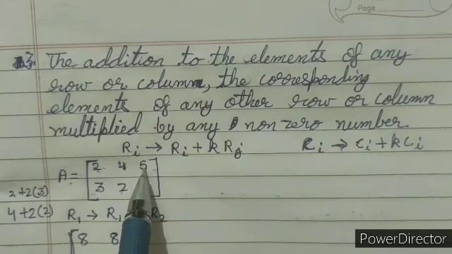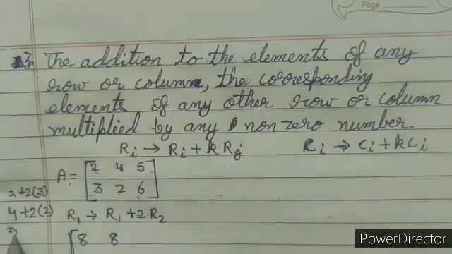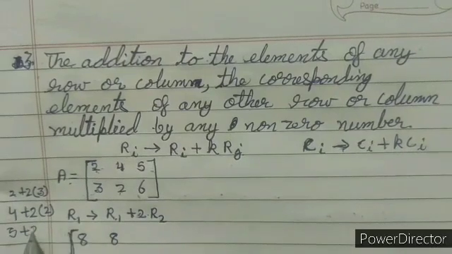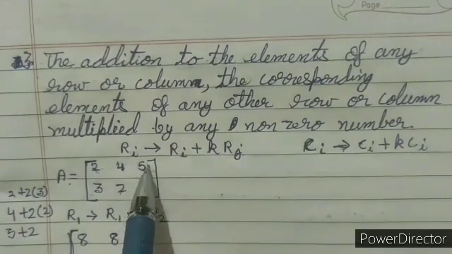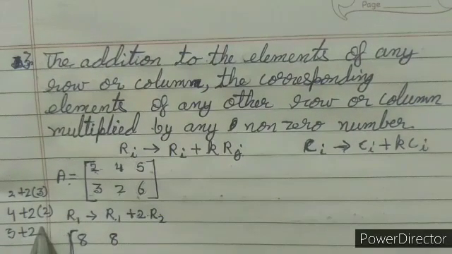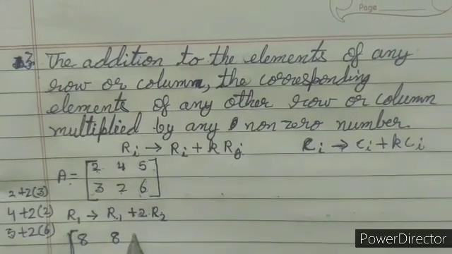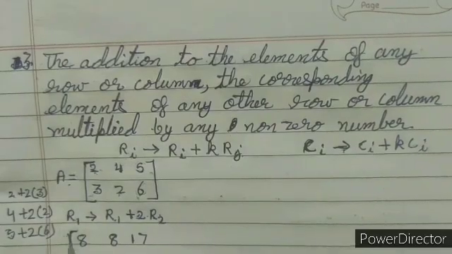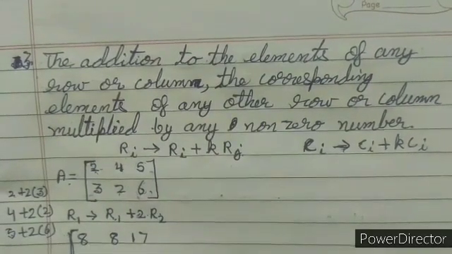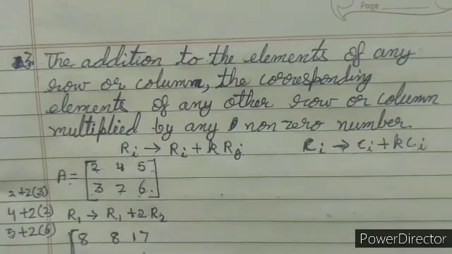Now the third element of row 1 is 5, plus 2 into row 2, and its corresponding element in row 2 is 6. So that will be 2 into 6 is 12, plus 5, 17. Now the second row will remain unchanged, that is 3, 2, 6.